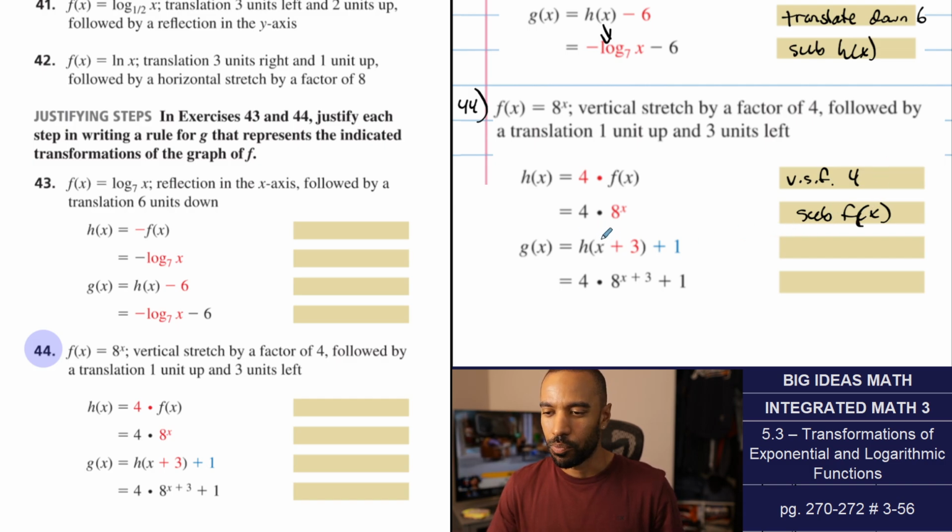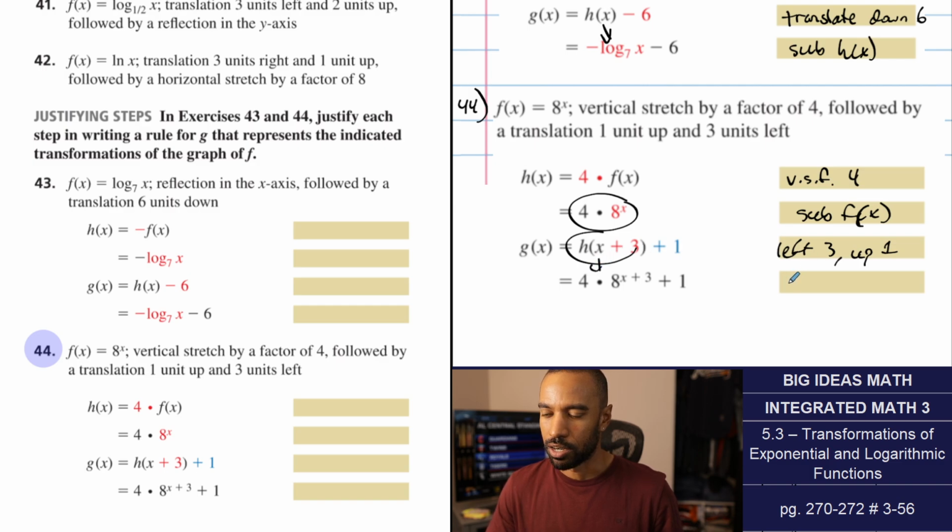Okay, and then we have h of x plus 3 and plus 1. So we are doing the translations. That's left 3, up 1. And then we're substituting our h of x thing in there. Now remember, when we're subbing h of x, we have the left 3 inside there. X plus 3 is going in for x in that function. Instead of 8 to the x power, it's 8 to the x plus 3. The plus 1 is happening after that on the outside.